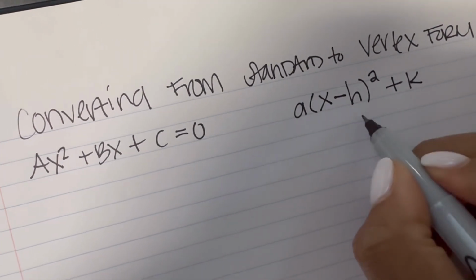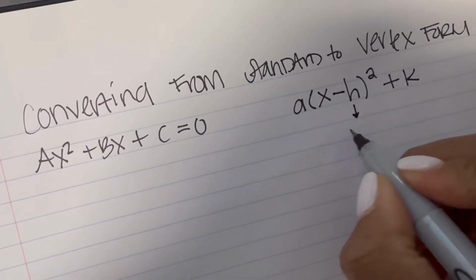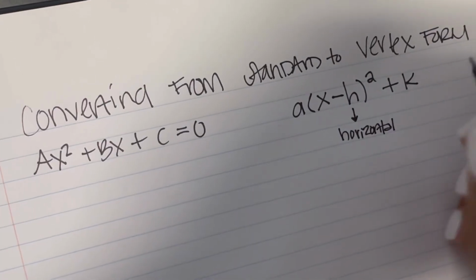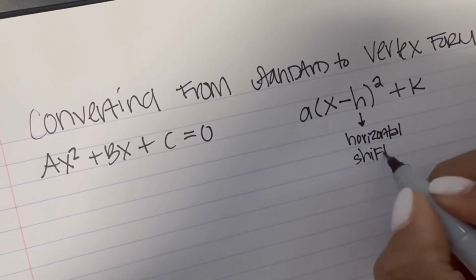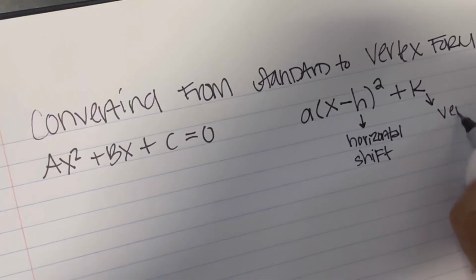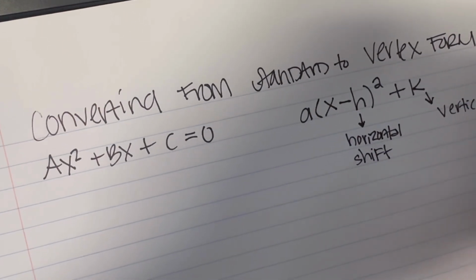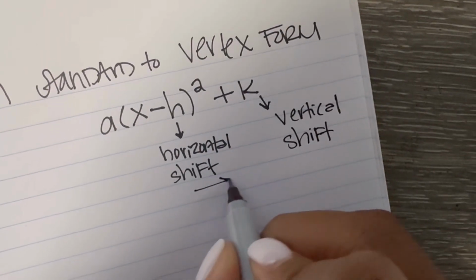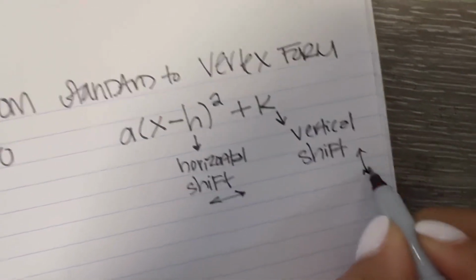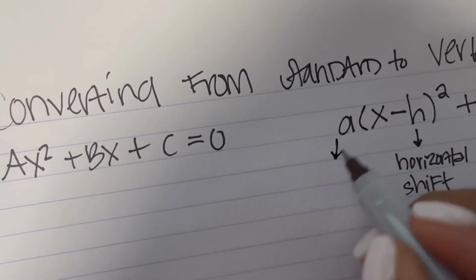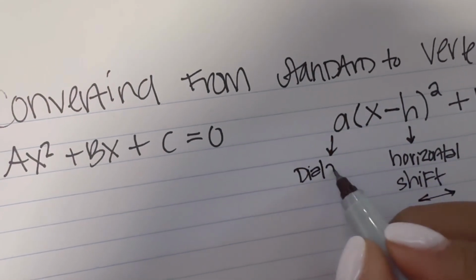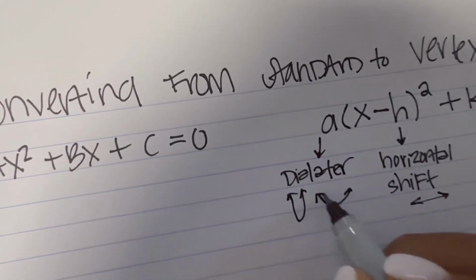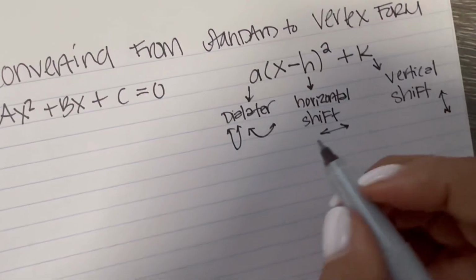Your h value is your horizontal shifter here. That's how much your parabola shifts left to right. And then your k value is your vertical shifter. It's how much your parabola will shift up and down. Your a value is your dilator. How much your parabola opens up or out. So skinny or fat.